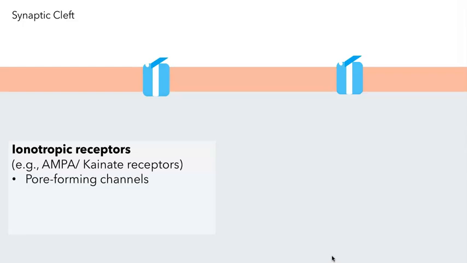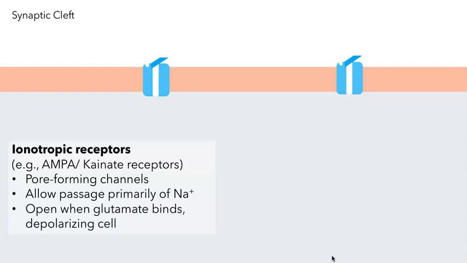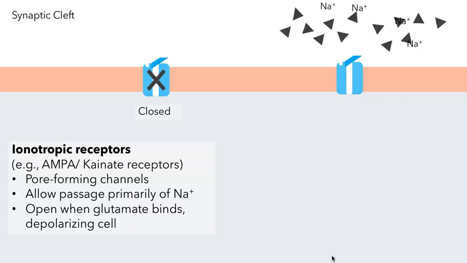Ionotropic receptors are pore-forming channels. Ionotropic glutamate receptors allow passage primarily of sodium ions, although some other ions can move as well. They open when their ligand, glutamate, binds, depolarizing the cell. So here, in the absence of any neurotransmitter, the channels will be closed. What happens when we add glutamate? Well, under those circumstances, the glutamate can bind to the ligand binding site, open up the channel, and sodium ions are free to move into the cell, depolarizing it.